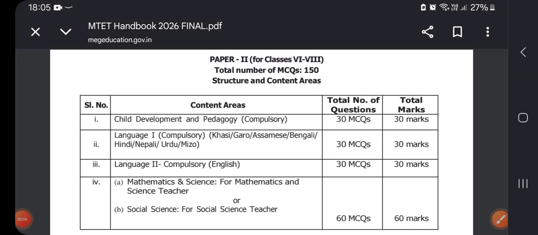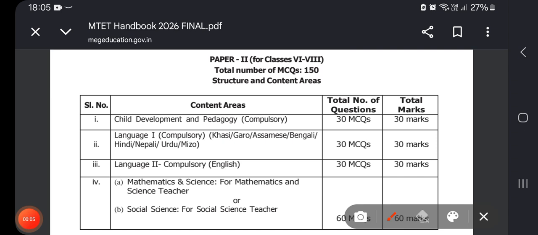Today we are here to discuss the syllabus for MTET Paper 2. This Paper 2 is basically for those who want to become teachers of classes 6 to 8. There will be 150 questions. Now we'll see, it is divided into four topics.